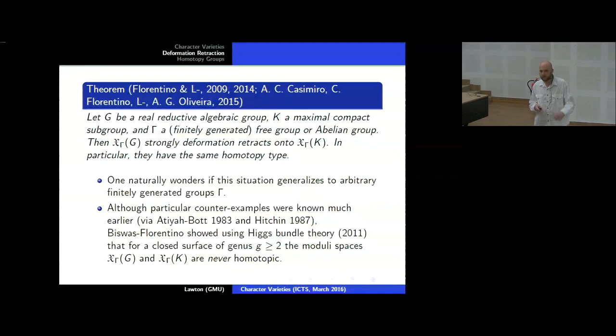Okay, and the way they did that is, using the non-abelian Hodge correspondence, they switched to the setting of Higgs bundles and holomorphic G bundles, and then over here in the Higgs bundle setting, they looked at the nilpotent cone, and then they identified a Betti number that was not the same in both of them, so they couldn't be homotopic. That's more or less how the proof went.